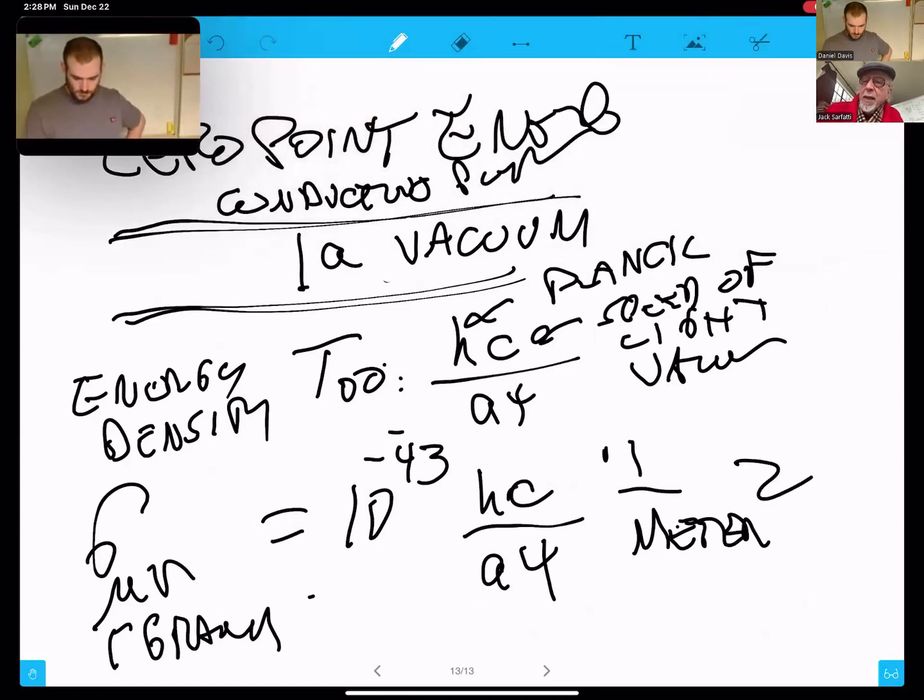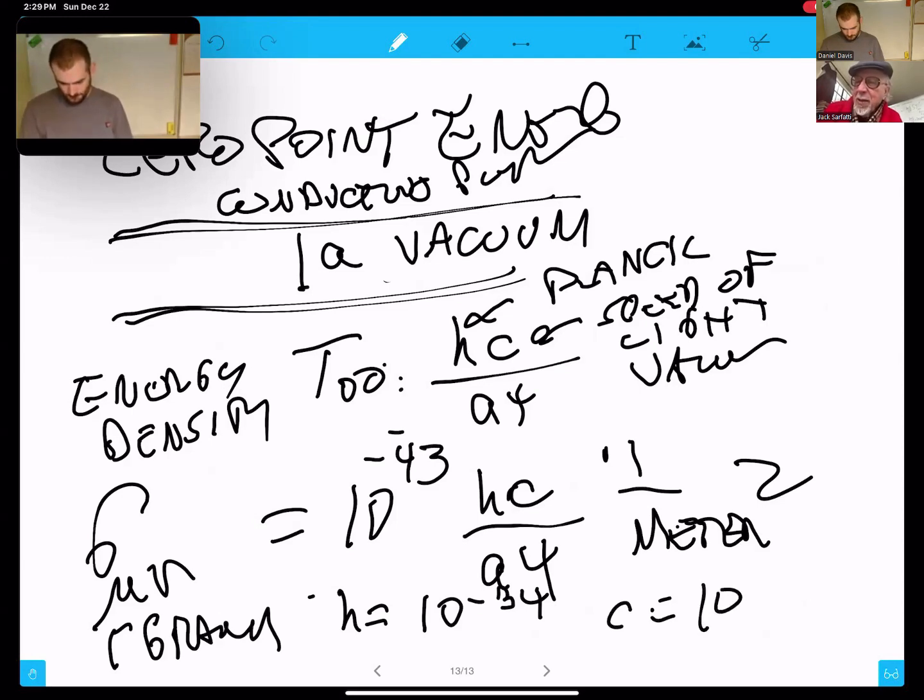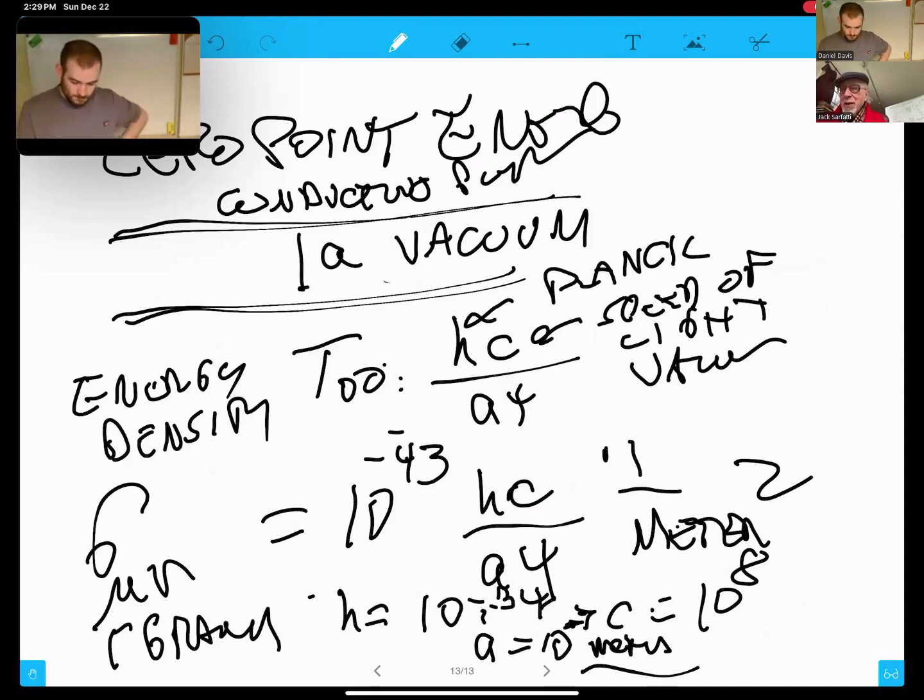Okay, but put this in. What is h? Planck's constant, 10 to the minus 34. And c is like 10 to the 8, close enough. And a is like 10 nanometers, let's say 10 to the minus 7 meter. So you plug in those numbers, it's still going to be pretty small, because you have 10 to the minus 43 and 10 to the minus 34. So it's still going to be very weak.